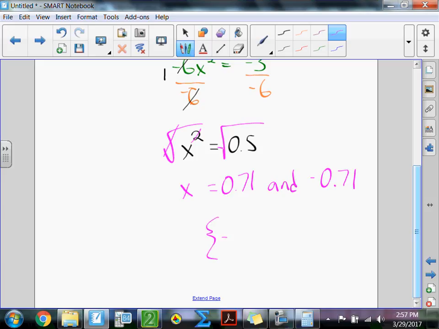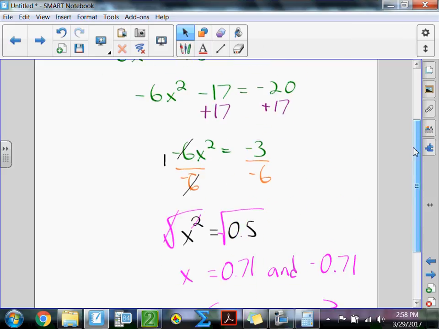You can write your answer in set notation, negative 0.71, comma 0.71. You don't have to, but you can. That's what it looks like on the answer key to the worksheet. And that is how we do number 6.